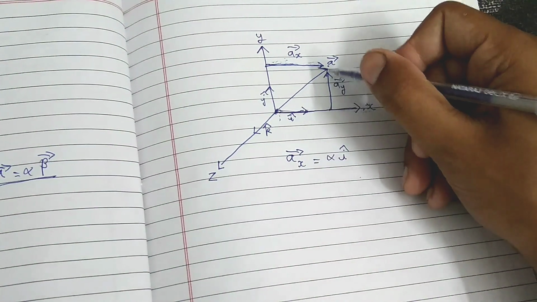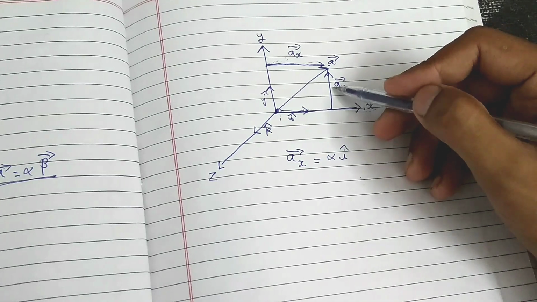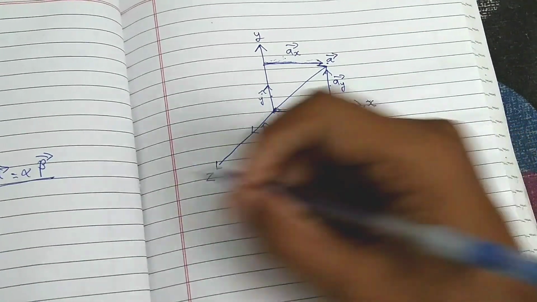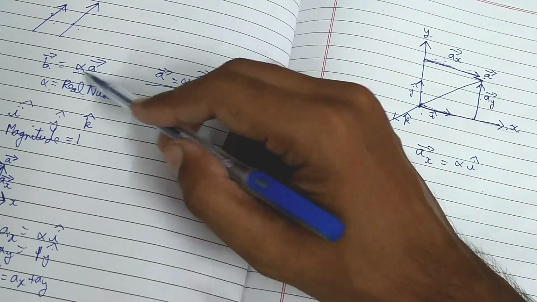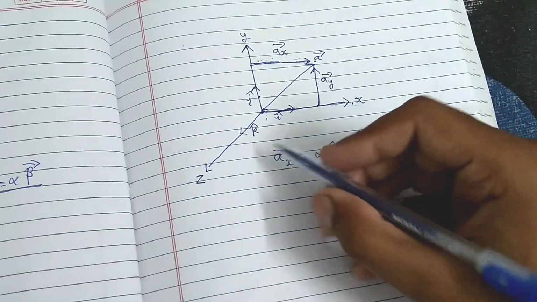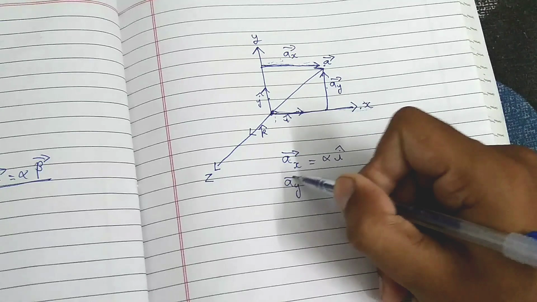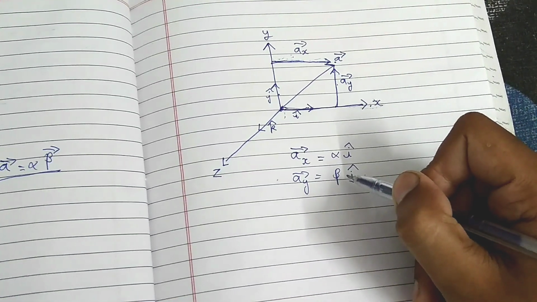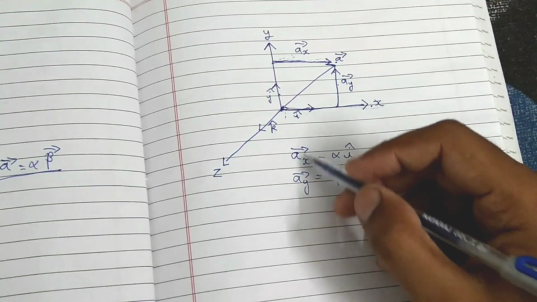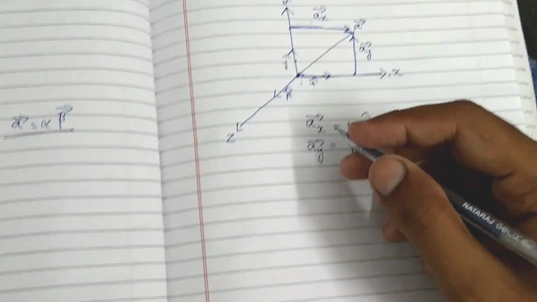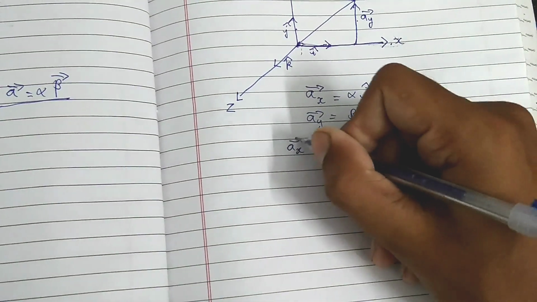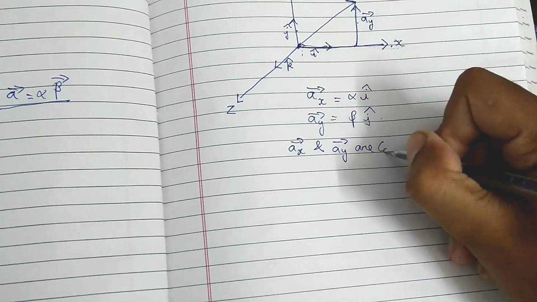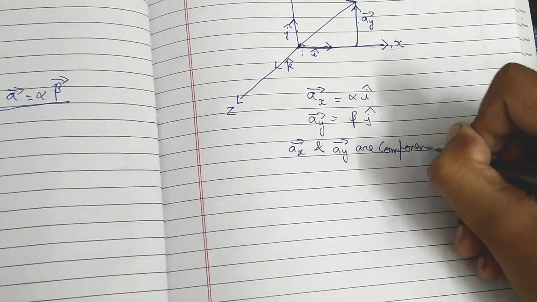And also ay, you can see this ay is parallel to the j vector. Using this condition, I can write ay is equal to beta times j. This beta is also some other real number. I have written ax and ay like this, and ax and ay are component vectors.